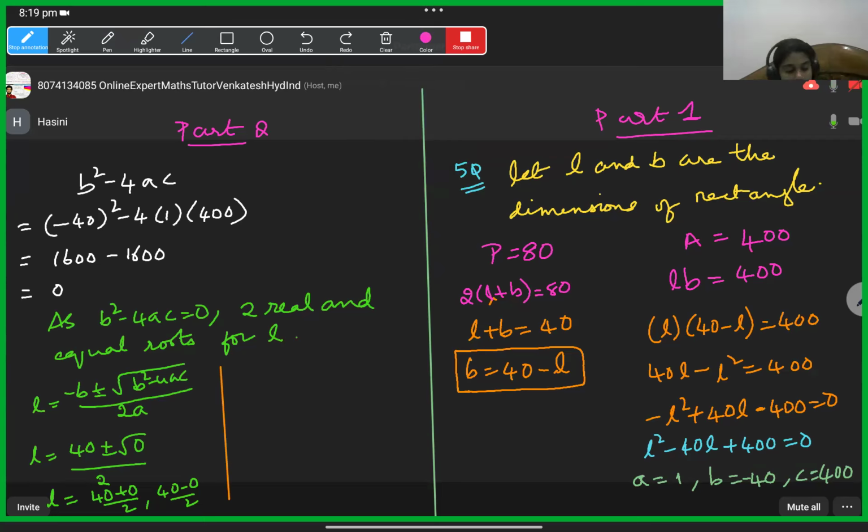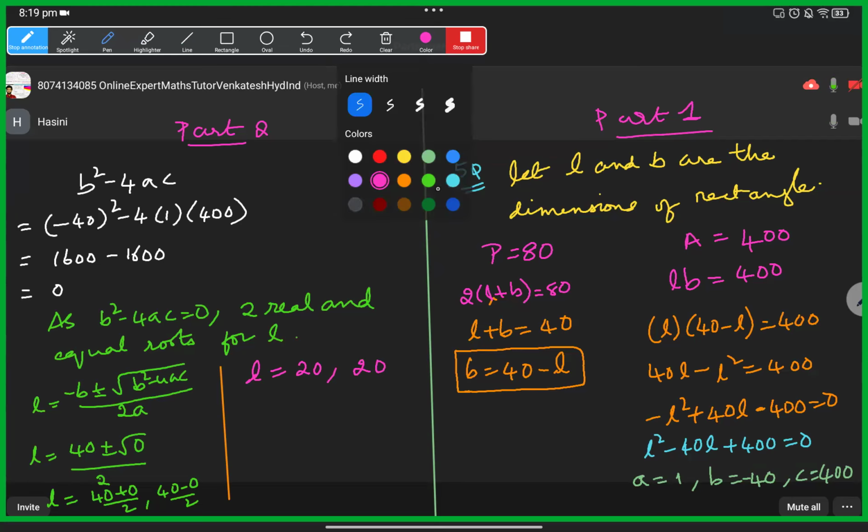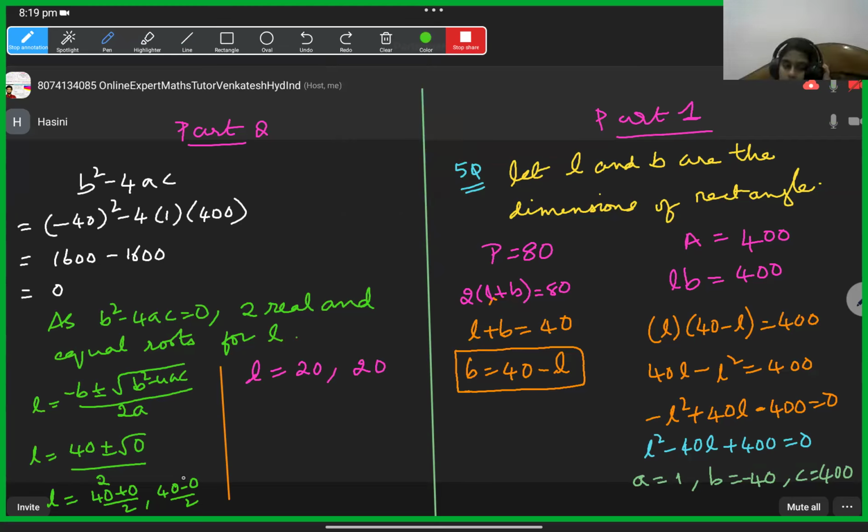So now L is equal to, finally, 40 plus 0 by 2 means how much, Hasmi? 40 by 2. How much? 20. 40 minus 0 by 2, again 20. Any doubt, Hasmi? No, sir.